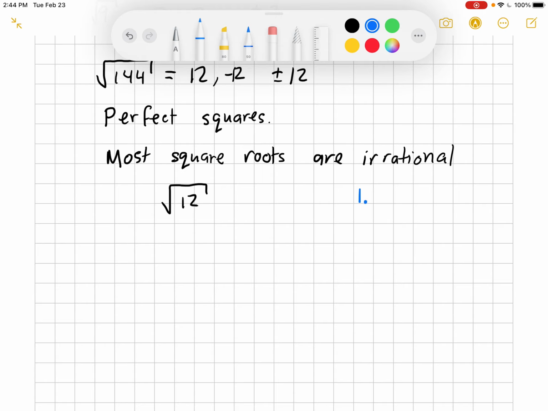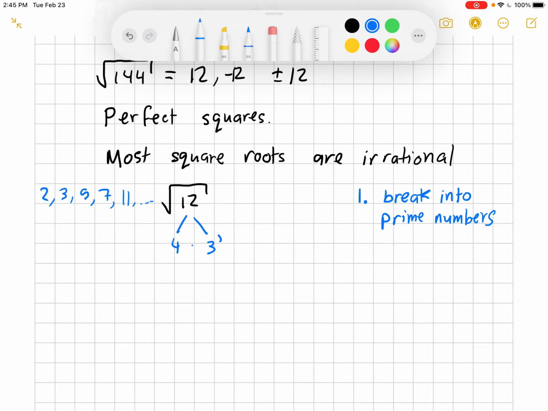The first step is to break it into prime numbers. You'll recall that prime numbers are those that are only divisible by 1 and itself. Some examples include 2, 3, 5, 7, 11, and so on and so forth. Those numbers are only divisible by themselves and 1. So let's go ahead and break 12 into prime numbers. In my brain, I know that 4 times 3 is equal to 12. So I could go ahead and break 12 into 4 times 3.